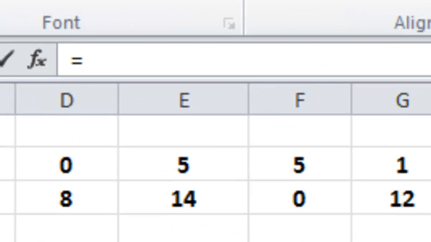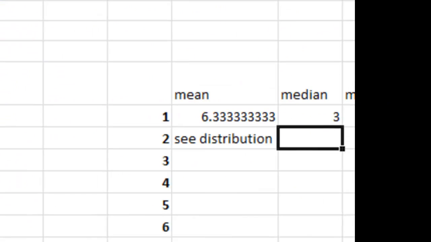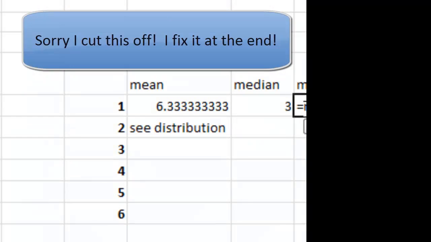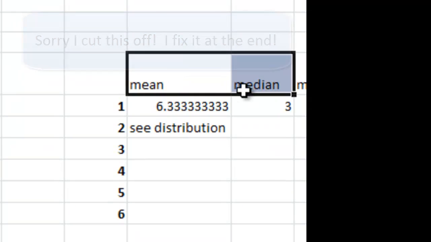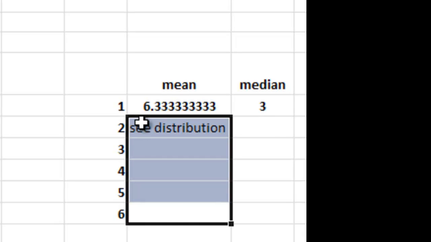Median equals median of the same group. Median's 3, so if we were to put these bad boys in order, 3 would be in the middle. And is there a mode? There appears to be. It looks like there's at least a couple zeros. Let's see if that has a bunch of zeros, actually. Yep. So you got a mean, median, and mode of 6 1/3, 3, and 0. Let's go ahead and make these all bolded.